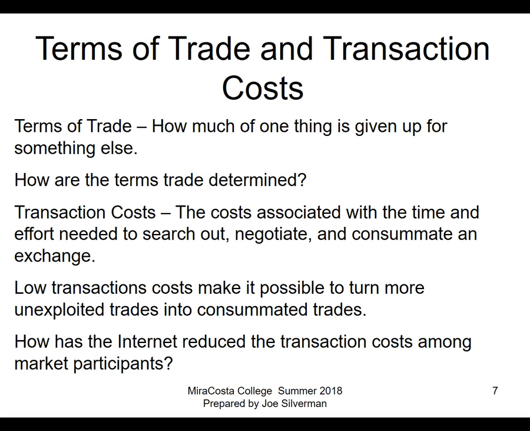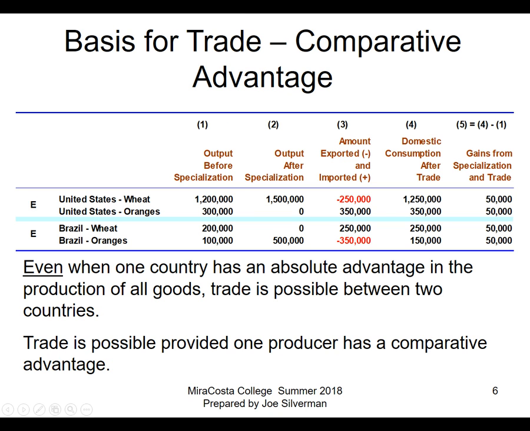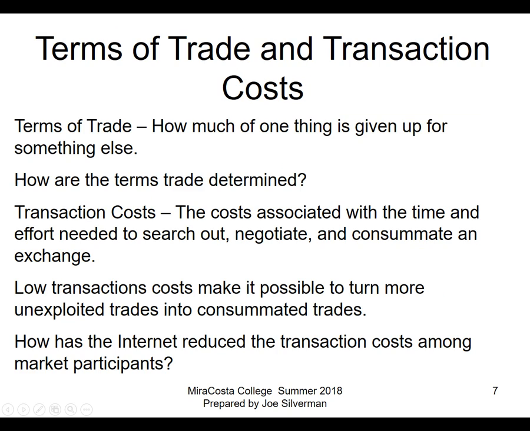All right, so terms of trade: how much of one good was given up for something else? Well, it turns out that the terms of trade are 250,000 wheat for 350,000 oranges, right? How do we know that? We could say 25 to 35 or 250,000 to 350,000, but those are the terms of trade, how much of one good we gave up for the other. Or if you looked at it from the Brazilians' perspective, 350,000 oranges for 250,000 wheat. Does that make sense? All right, how are the terms of trade determined?